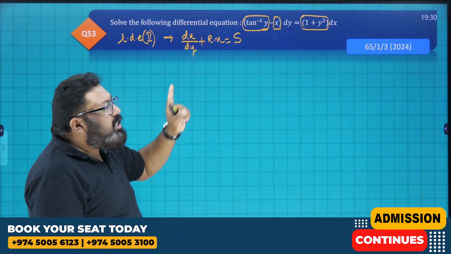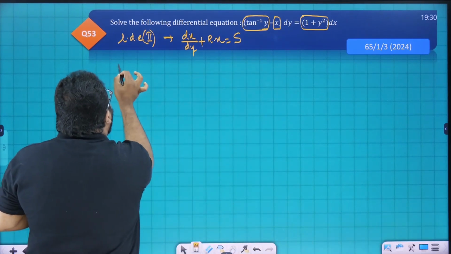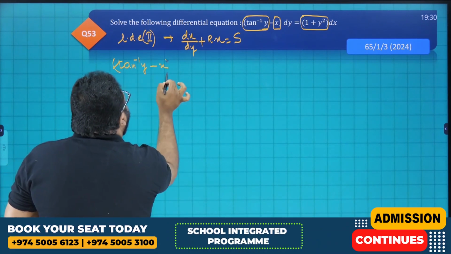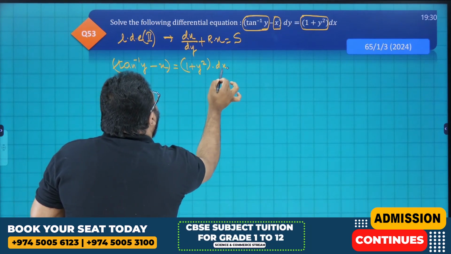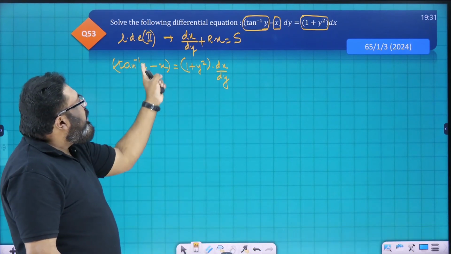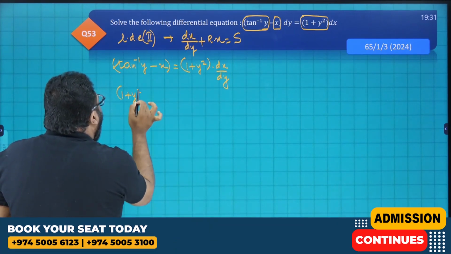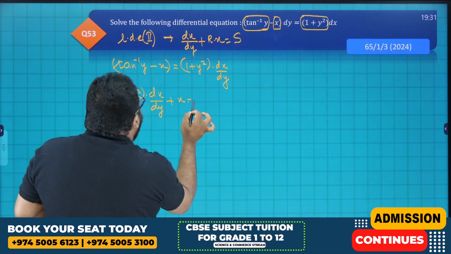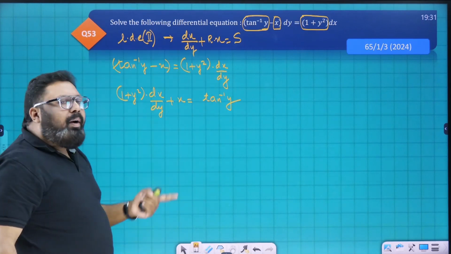I need dx by dy. So I don't have any dx by dy here. So I'll divide by dy everywhere. So I'll get my expression as tan inverse y minus x is equal to 1 plus y squared into dx by dy. Now dx by dy says I should have an x term with me. So take that x term there. So it'll be 1 plus y squared into dx by dy plus x equals tan inverse y. I just took this negative x, that's why it became positive x.